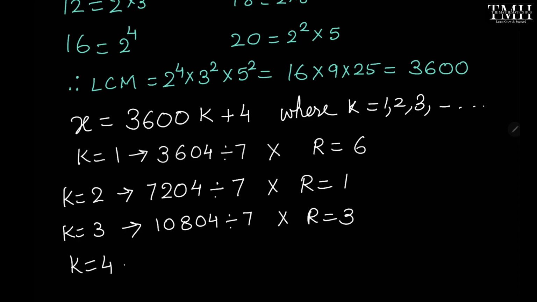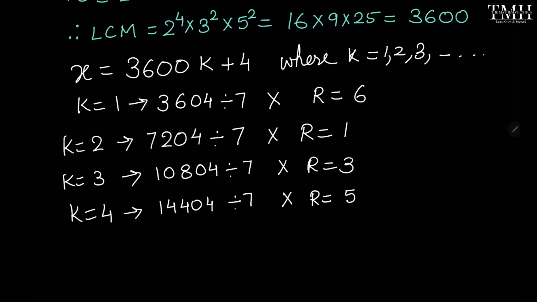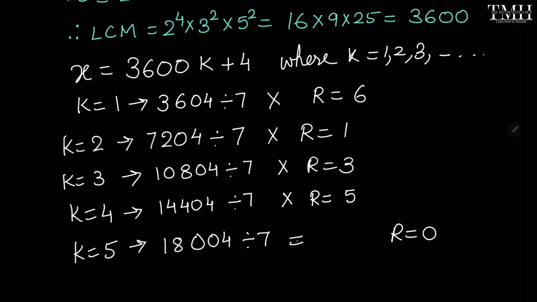When k is equal to 4, then the number will be 14,404 divided by 7. Is it completely divisible? No, because in this case the remainder is equal to 5. So this number is also rejected. Now k is equal to 5. When we put k is equal to 5, then the value of x is equal to 18,004. When we divide it by 7, it gives the remainder 0, because this number is completely divisible by 7.